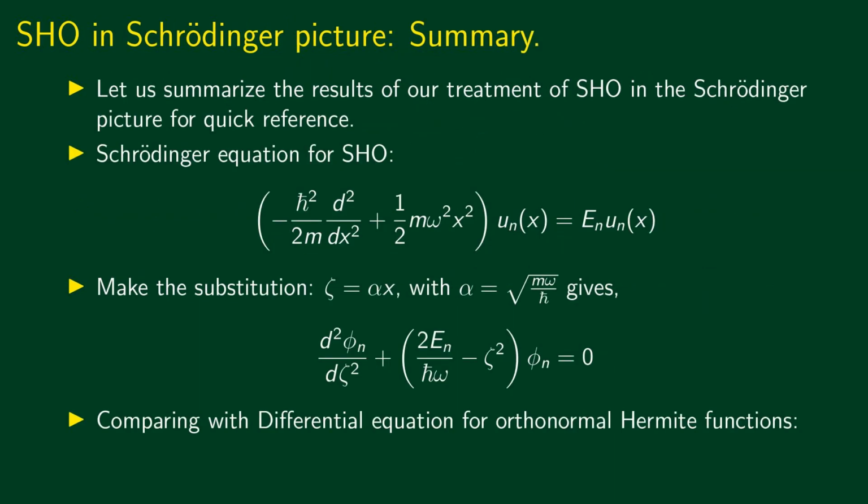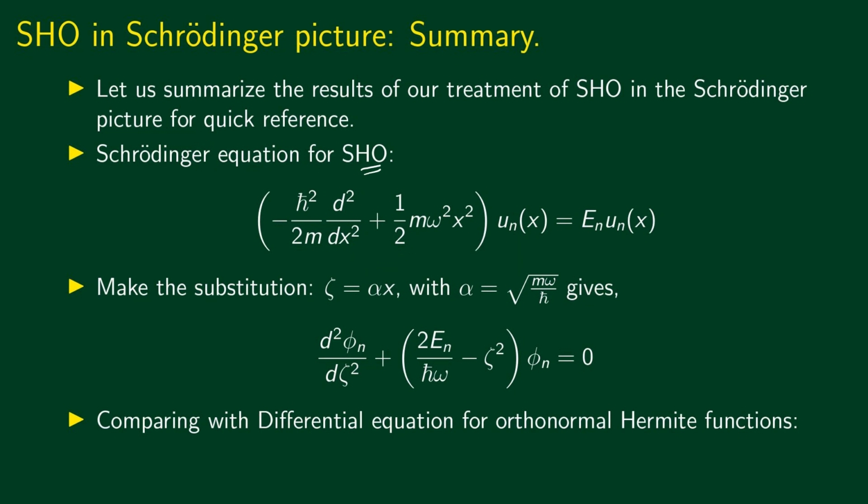Before going into the next section, let me just summarize. All right, we did a lot of mathematics there. Let's just summarize for a quick reference. So the Schrodinger equation for the simple harmonic oscillator is this. This is the Hamiltonian in the coordinate representation. So we have got the energy eigenvalue equation in the coordinate representation.